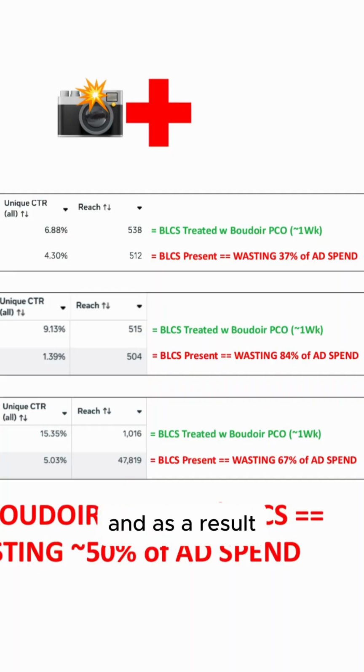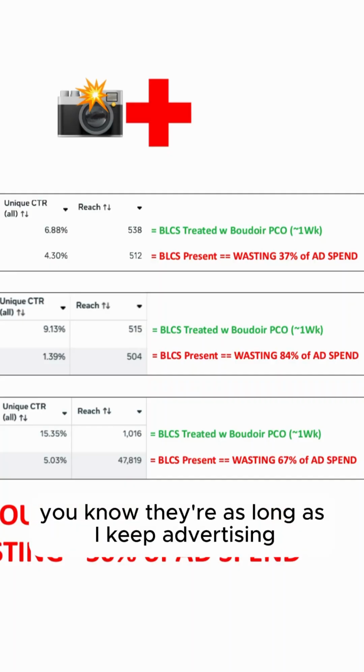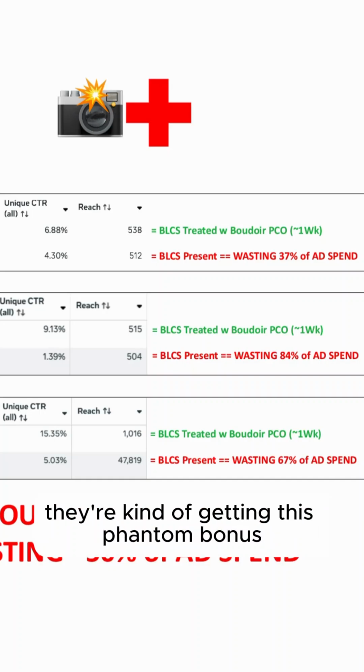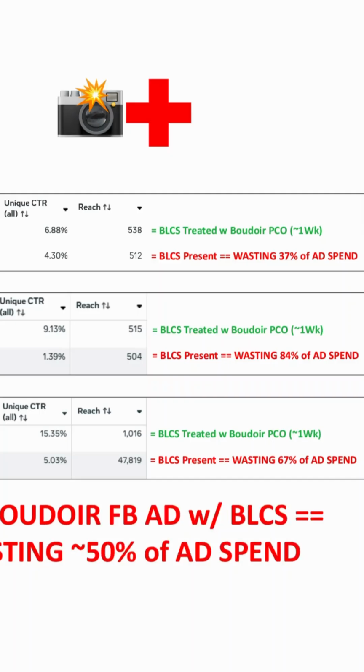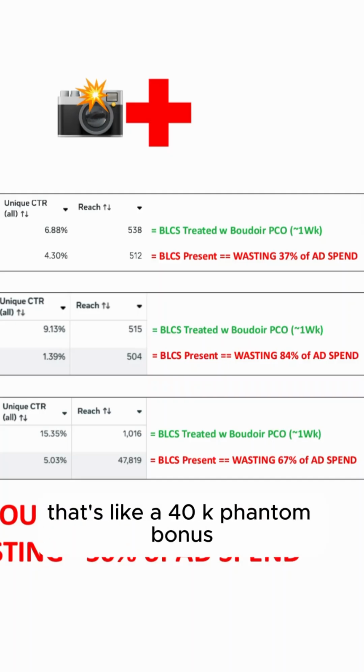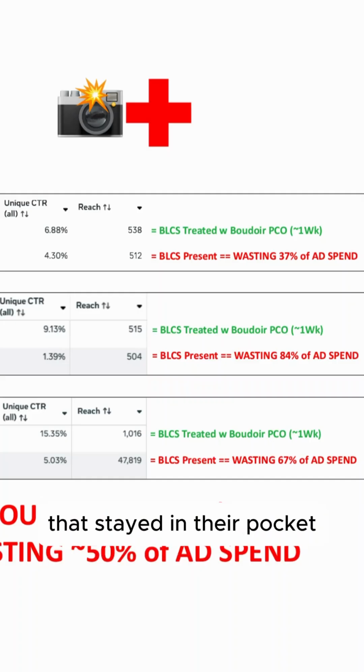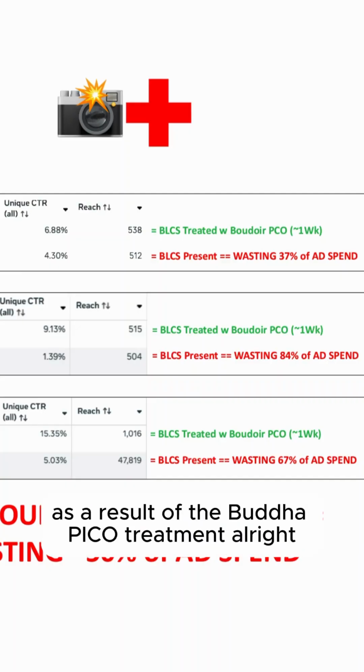And as a result, as long as they keep advertising, they're getting this phantom bonus in the background, $3,700 a month, every single month. And at the end of the year, that's like a 40K phantom bonus that stayed in their pocket that they didn't have to spend out of pocket as a result of the Boudoir Pico treatment.